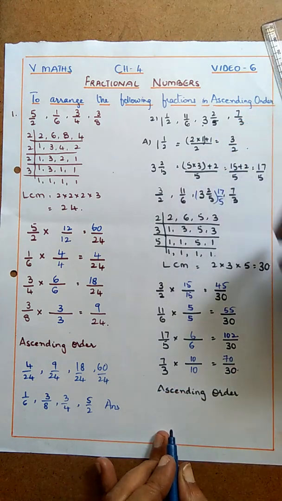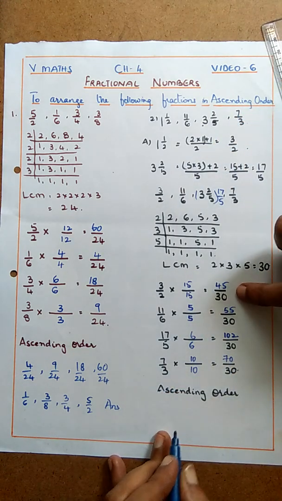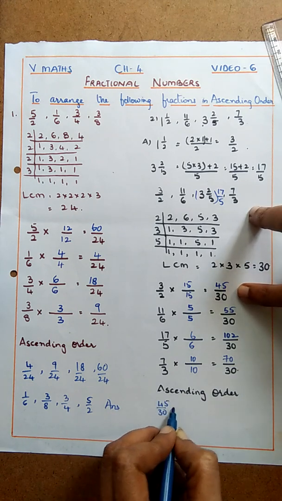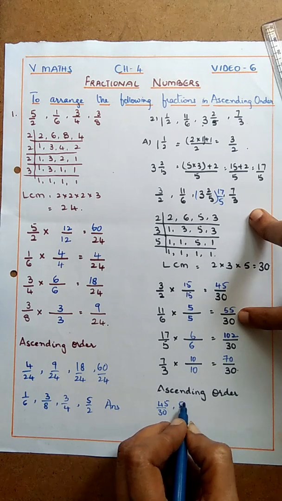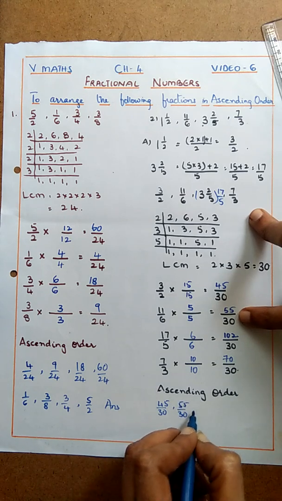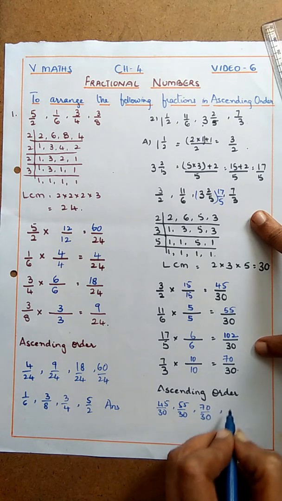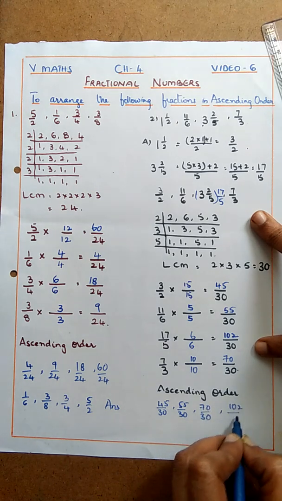Now arrange them in the ascending order. The smallest one is 45 by 30. Next 55 by 30. Next bigger one 70 by 30. And next the largest one is 102 by 30.